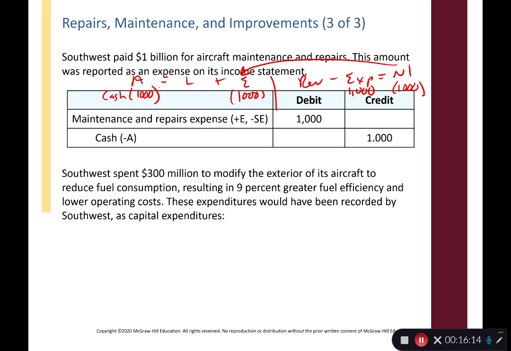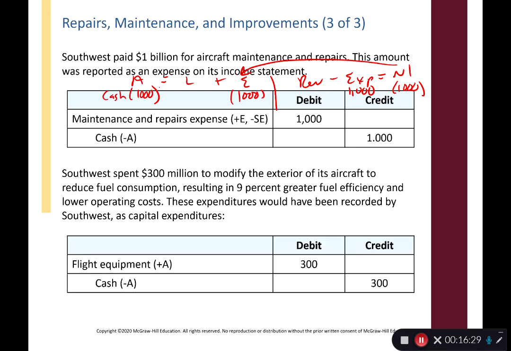If we spend $300 million to modify the interior of an aircraft to reduce fuel consumption, then that is going to be treated as a capital expenditure. So our asset's going to go up by the $300 million and our cash would go down. So the difference, as you'll see in a minute, is that when we have an expense, it affects net income, whereas the capital expenditure does not. So we'll have equipment going up the 300 and cash going down the 300 as a result of this capital expenditure. And you can see net income, or the entire income statement for that matter, isn't impacted at all at this point.